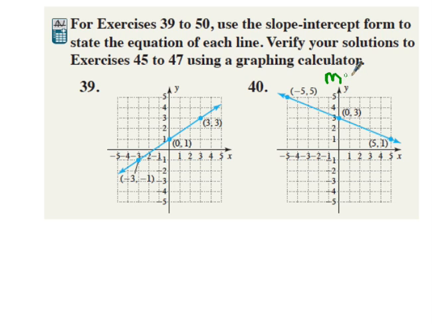Our m is going to equal my rise from point to point. I'm going to go down 1, 2. So we have a -2 rise over a run of 1, 2, 3, 4, 5. Or you could use your formulas and come up with the same thing. Our slope would be -2/5. It gives us this y-intercept right here at (0, 3). So the equation for this line can be written as y equals -2/5 x plus 3.